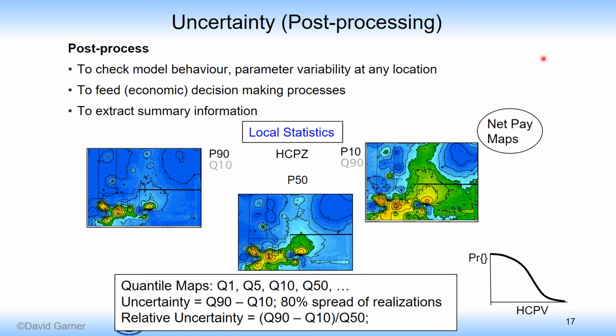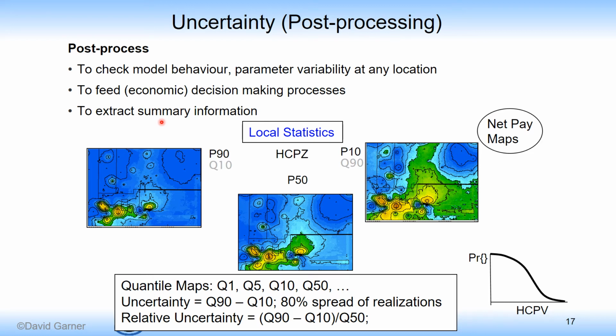From our forecasting workflows and these processes, another topic is uncertainty. So we have multi-realization models, we have scenario-based models, and we need to post-process, that is, just extract useful information. So we do want to check the model behavior and variability. We want to feed economic decision processes, decision trees, and economics. And again, we want to summarize and extract information.